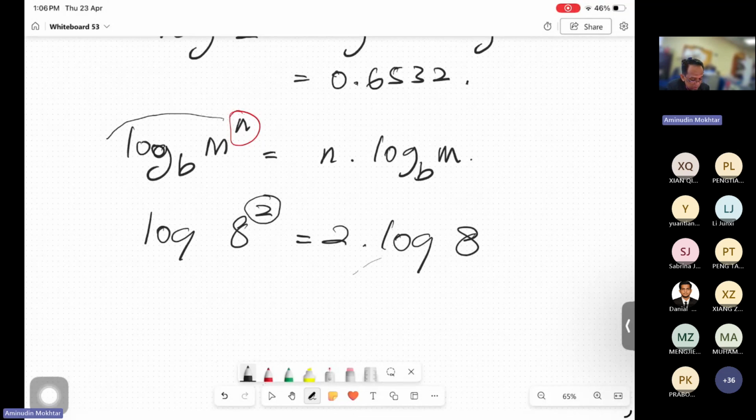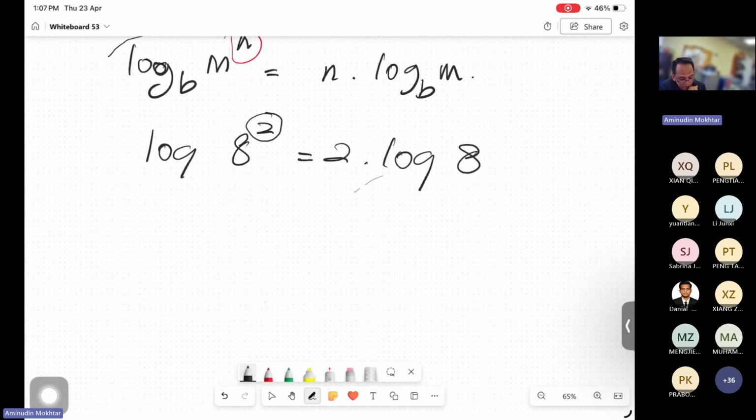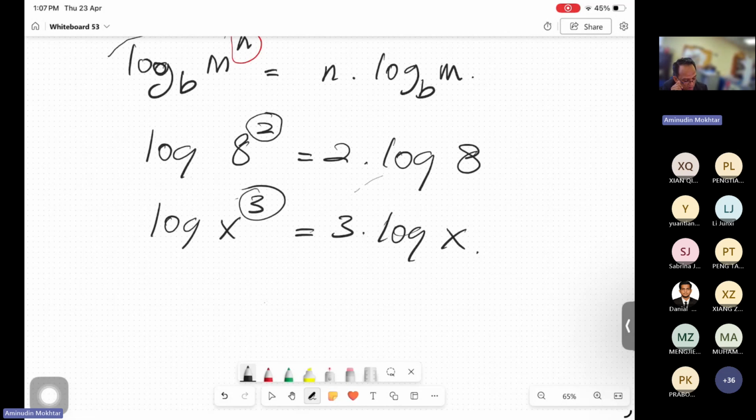For another example, let's say log x to the power of 3. This equals 3 times log x. We just put this power as a multiplier in front of the log. That's the relationship between the properties of the log when x has a power.